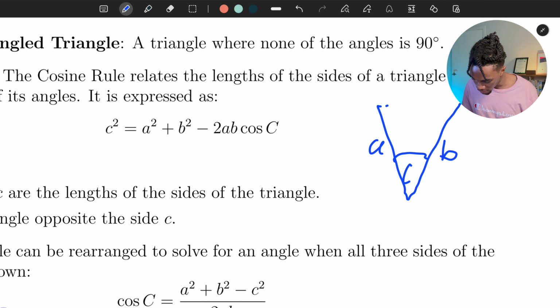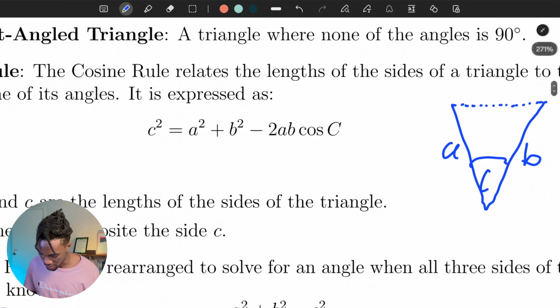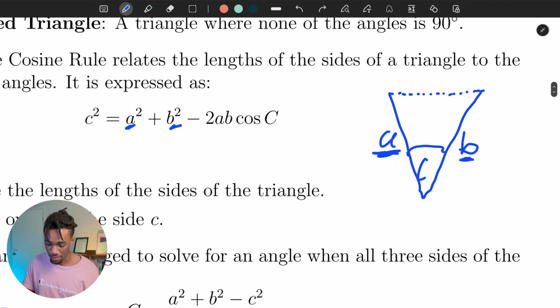So if we want to find this side over here, all we're going to do is plug the numbers in: a squared plus b squared minus 2 times a times b times cos C. And then we can find c.